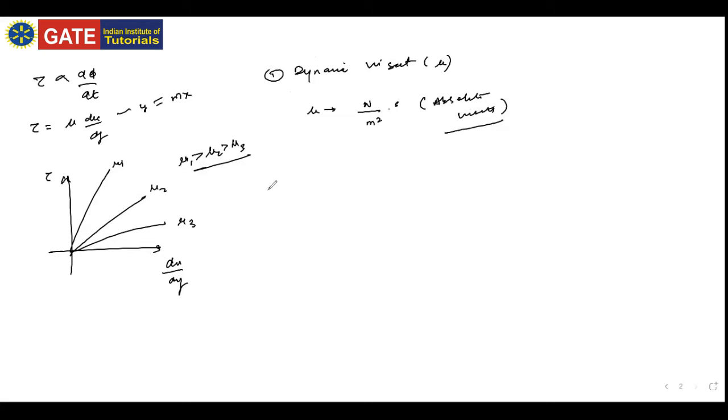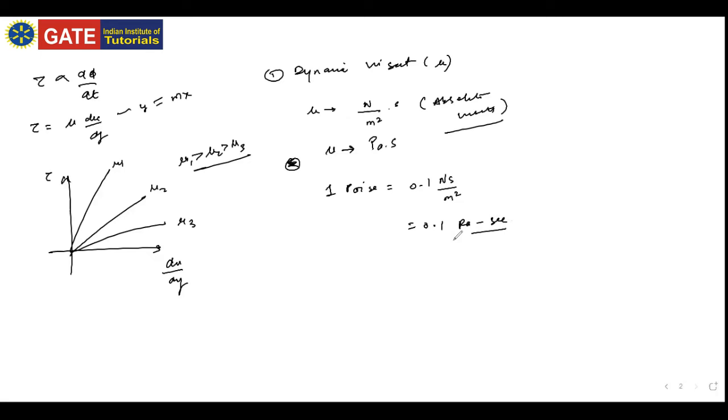Another way to write the unit of dynamic viscosity is Pascal second, if you want. This mu can also be written as Pascal seconds, and you can also relate it to another unit which is poise. Poise is the general unit. So one poise is equal to 0.1 Newton second per meter square. Okay, and you can also write it as equal to 0.1 Pascal seconds.